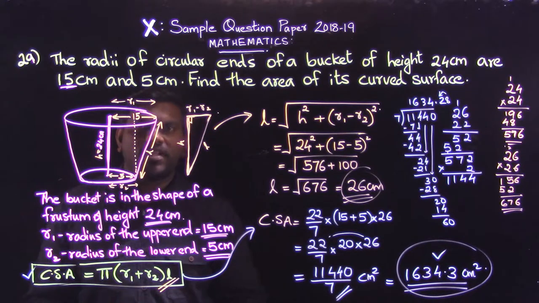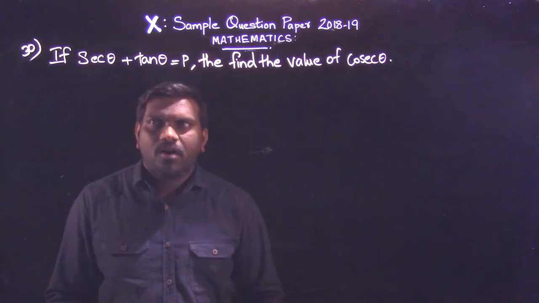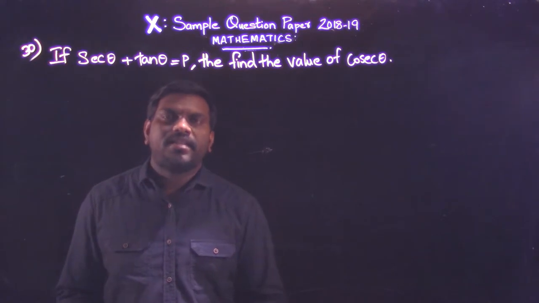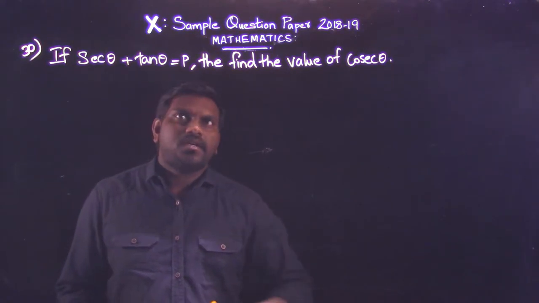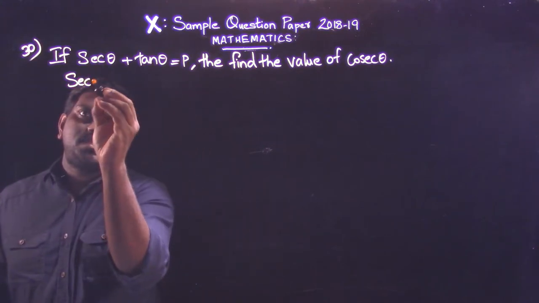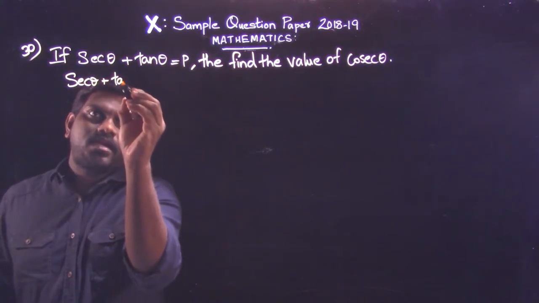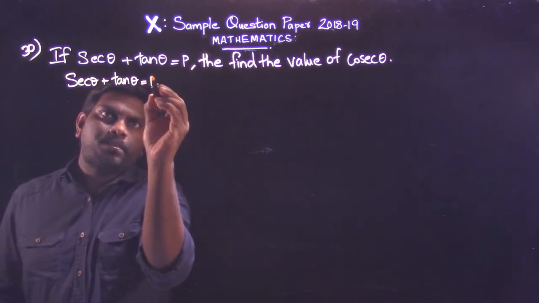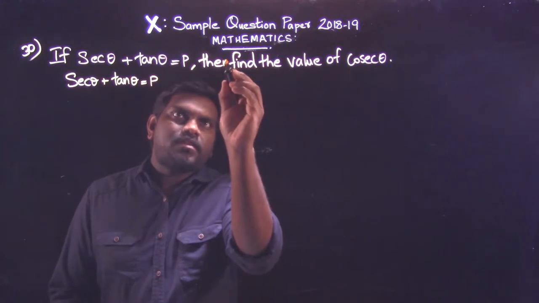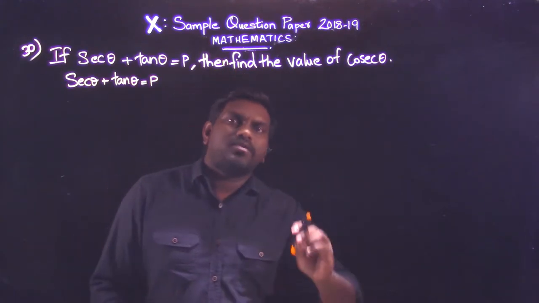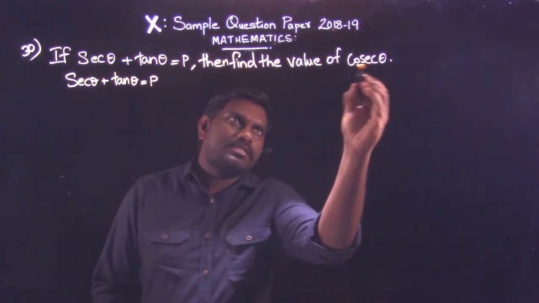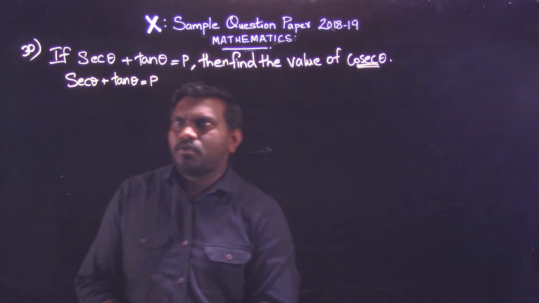Fine. Let's move on to the last question then, the 30th. On to the 30th question. If sec theta plus tan theta is equal to P, so if sec theta plus tan theta is equal to P, then find the value of cosec theta. So if you know this thing, what is the value of cosec? That is what you want to find.